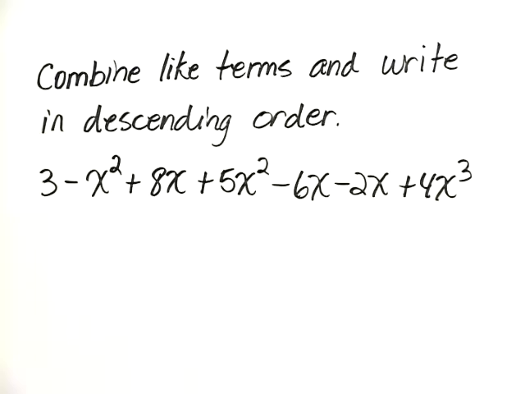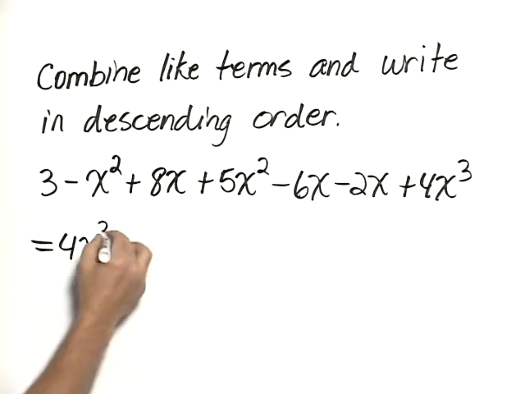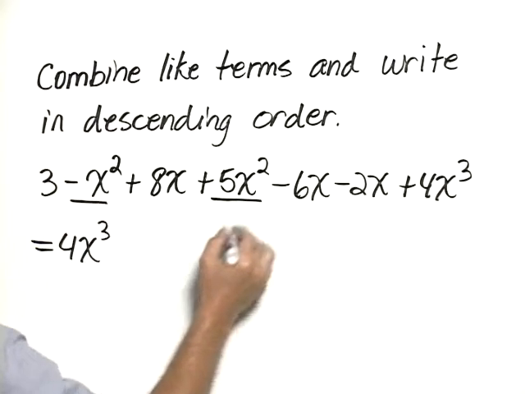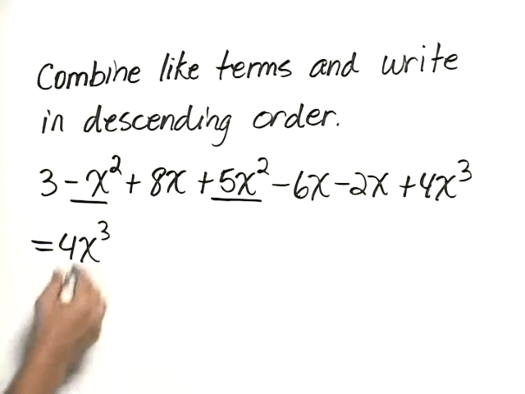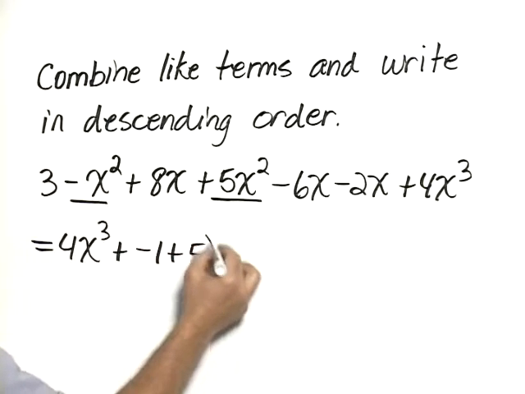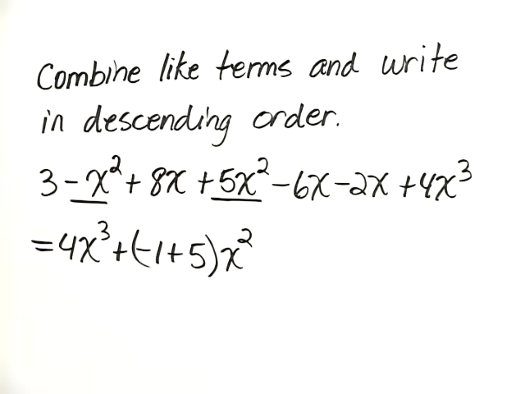And that's the only cubed term. So this is equal to 4x cubed. Now the next term would be the x squareds, x squared, x squared. This is a -1 coefficient, so -1 plus 5 in parentheses times the x squared.